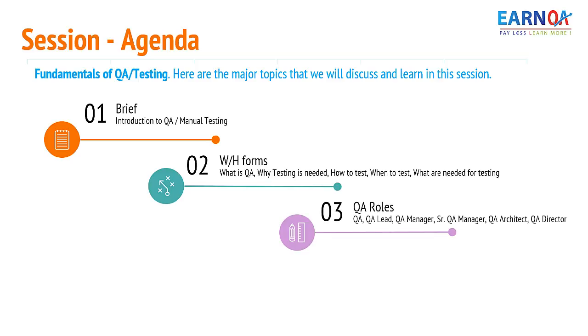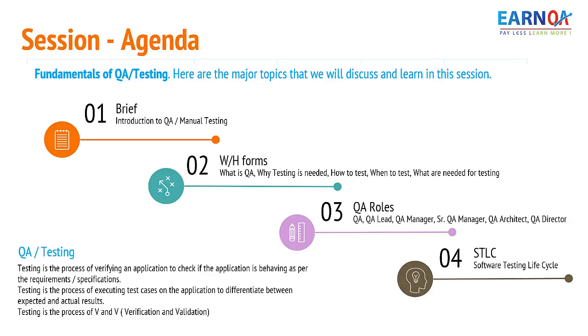Once done, we would also talk about the complete QA career path from QA engineer to the QA director. What we do at each and every stage, what's the role and responsibility of each QA, that we are going to talk about in detail. And then we would also talk about the essential thing of testing called the software testing lifecycle. So this is the agenda, and the main focus at this point of time is to talk about the brief fundamentals of QA and testing.